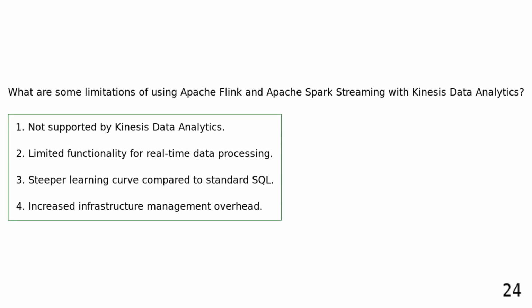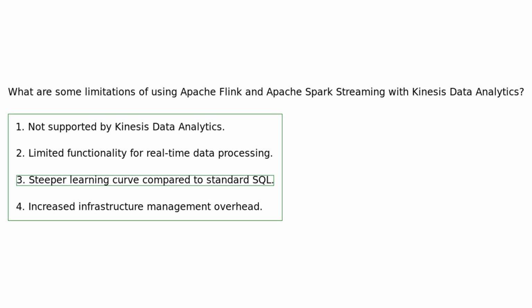What are some limitations of using Apache Flink and Apache Spark streaming with Kinesis data analytics? Not supported by Kinesis data analytics. Limited functionality for real-time data processing. Steeper learning curve compared to standard SQL. Increased infrastructure management overhead. While offering more flexibility, Apache Flink and Apache Spark require additional development expertise compared to using standard SQL with Kinesis data analytics.